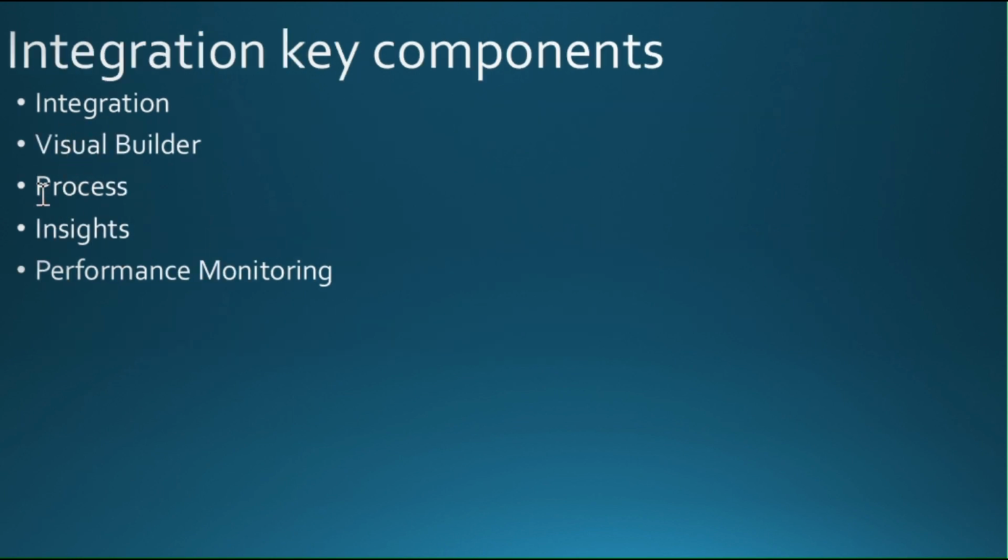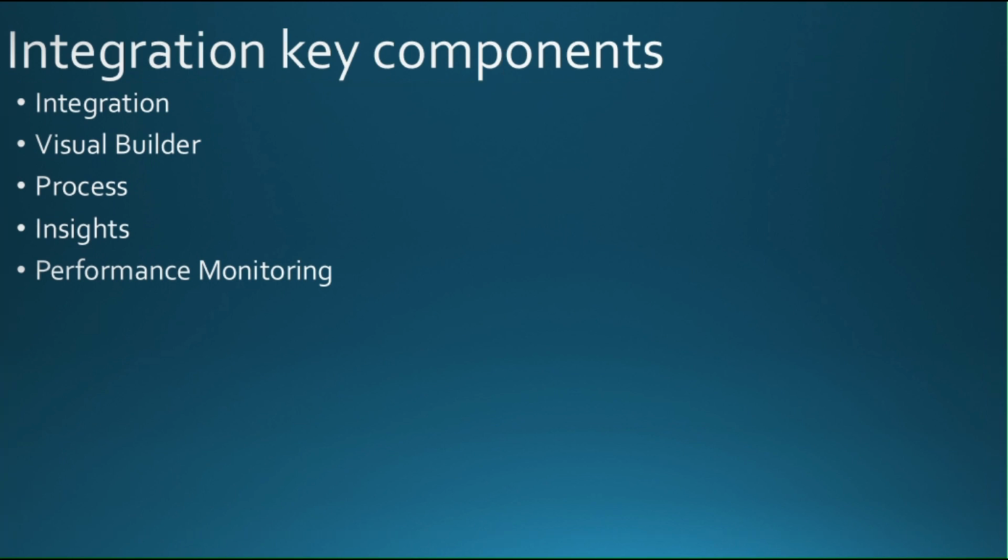These are the integration key components. First one is Integration, which is ICS, Integration Cloud Service. Second one is Visual Builder. Next one is Process Cloud Service. Fourth one is Insight. Fifth one is Performance Monitoring. Let's go through Integration, or you can call it Integration Cloud Service. This is the core part of Oracle Integration Cloud. Here we can build integrations between multiple applications. We can use adapters to connect with multiple applications, both cloud and on-premises.